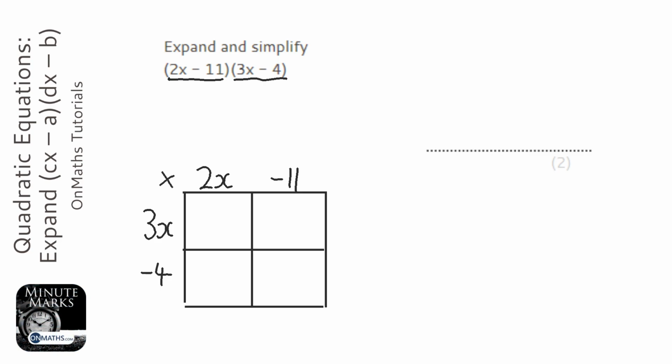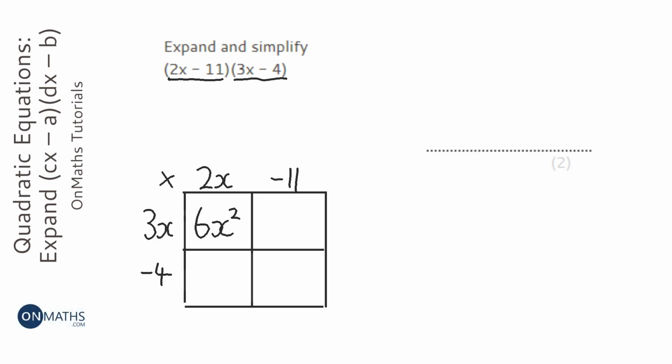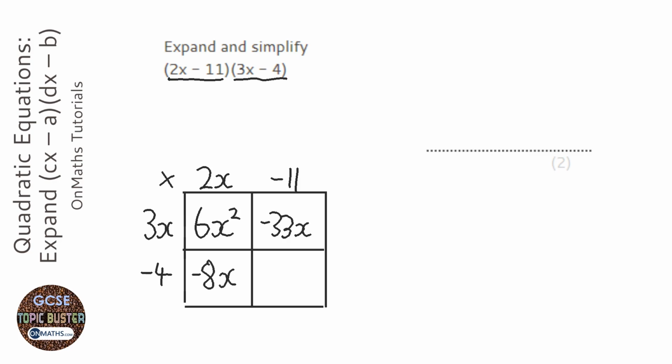And what I'm just doing is timesing each of the terms by each other. So I'm going to start off with the first square, so 2 times 3 is 6, x times x is x squared. Next I'm going to do the top right one, minus 11 times 3 is minus 33, and then it's a 3x, so it's x. Bottom left one, minus 8x. And then we've got two negatives here, so it's going to be a positive, and I'll write a plus, you don't need to. 11 times 4 is 44.